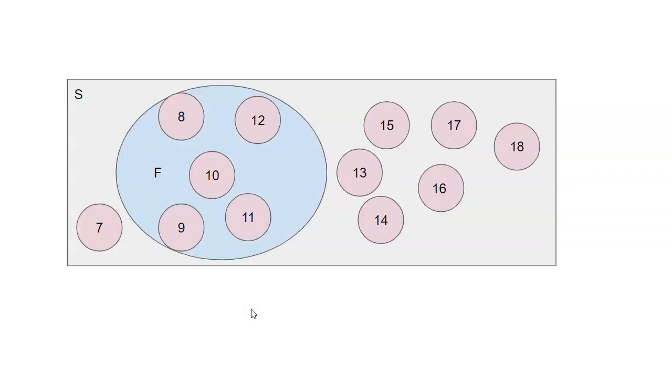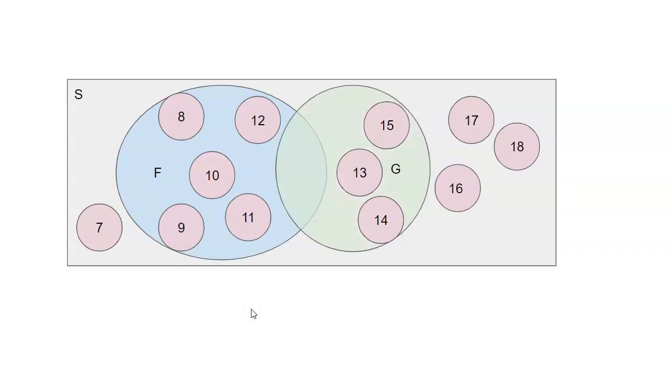Next, we're told that F is the event that contains these values 8, 9, 10, 11, 12. We're also told that G is the event that contains the values 12, 13, 14, 15. You can already see I've started to overlap these two events because technically 12 should belong here in both F and G, the way that we were given those two sets.